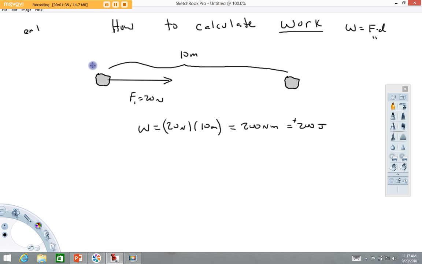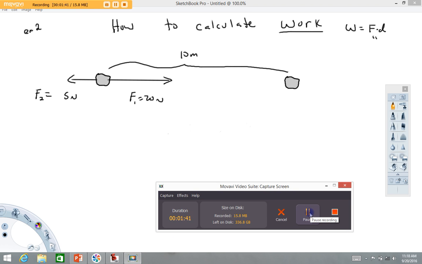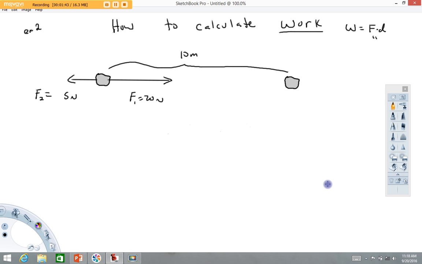Alright, so what I'm going to do here now is I'm going to pause this and set up example 2. Alright folks, I'm back here, and we're going to look at basically the same example. This object is going to start here at position 1, and it's going to move over here to position 2, a distance of 10 meters, but it's going to do so under the action of 2 forces, a 20 Newton force to the right and a force I call F2 of 5 newtons to the left.